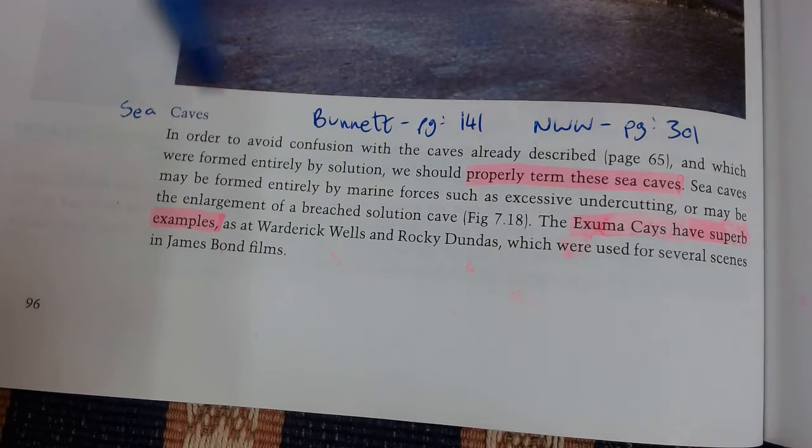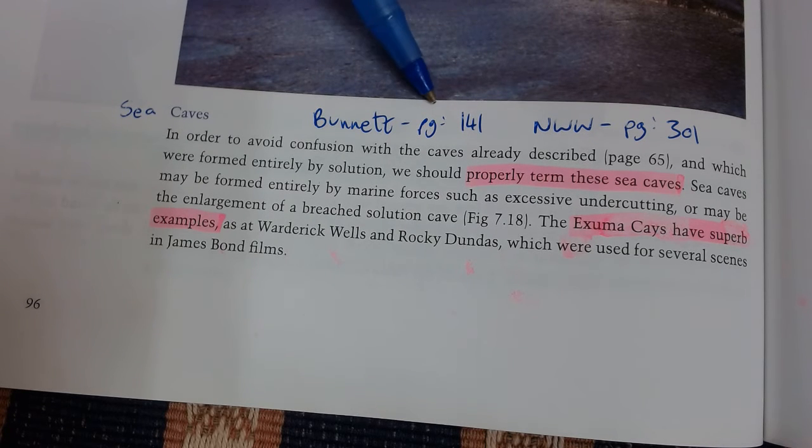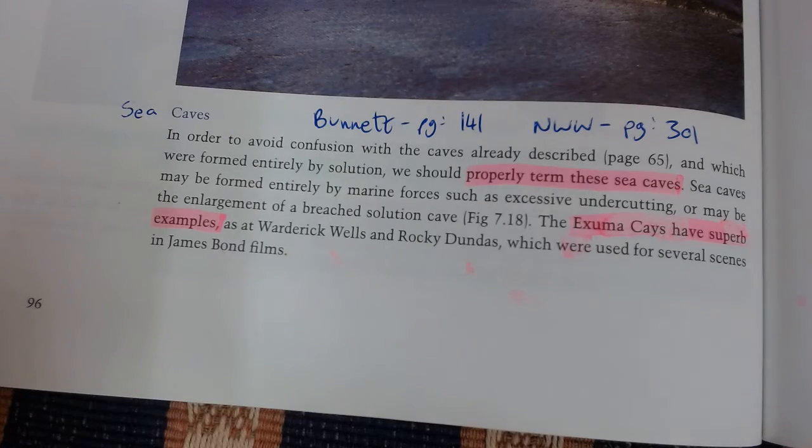All right, caves. I put sea caves. Just put sea in front of the word caves. Again, I've got the pages of Bonnet and New Wider World. Now, there's not too much to run through here. We're mainly using Bahamian landscapes to look at Bahamian examples.